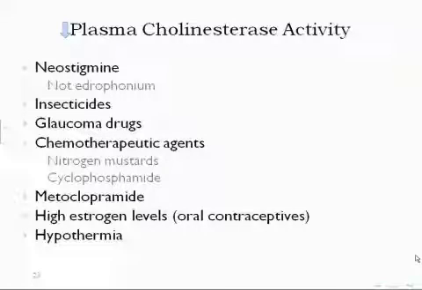And women that are on high estrogen levels, or who are on oral contraceptives, can also have a decrease in plasma cholinesterase activity. The other thing that will decrease the activity of the actual enzyme, because temperature fluctuations will cause denaturation of the enzymes, will be hypothermia. It also decreases the plasma cholinesterase activity, and succinylcholine will have long-term actions as a consequence.